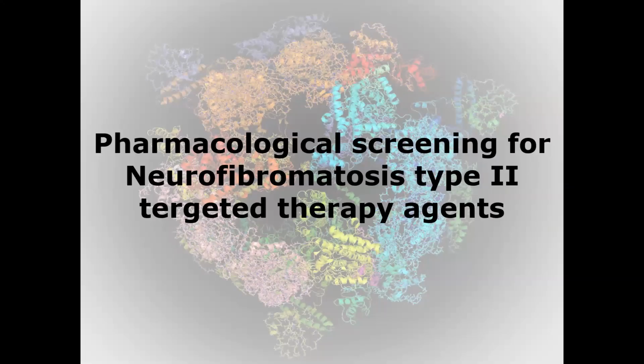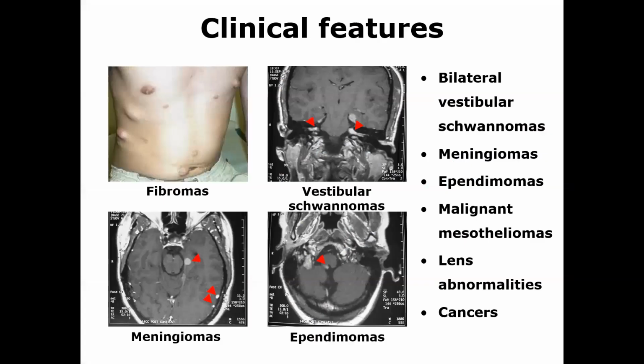So today I'm going to give an example of such a pharmacological screening that will be based on my own research on neurofibromatosis type 2. And neurofibromatosis type 2 is an orphan disease that occurs only in 1 in 2,000 births. That's a genetic disease. And the clinical features include vestibular schwannomas, meningiomas, ependymomas, malignant mesotheliomas, and also lens abnormalities, predisposition to cancers, and some skeletal abnormalities as well.